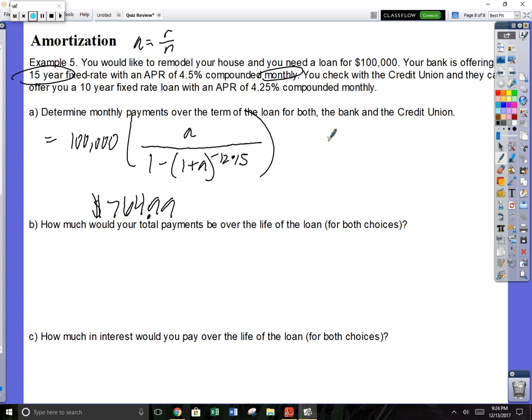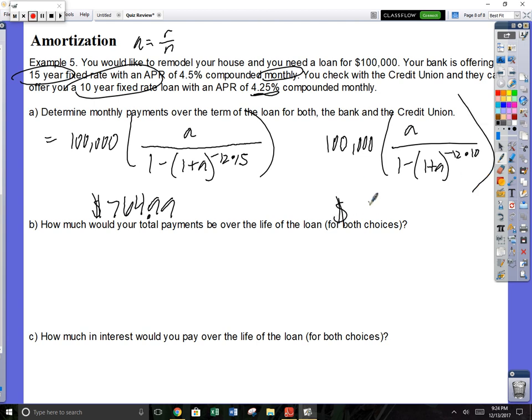Okay, let's check the credit union. Credit union, same thing, 100 grand. Now this A is going to be a lower rate, so your APR is 4.25. So I'm going to still call that A, R over N, divided by 1 minus 1 plus A to the negative 12 times. Okay, this is a 10-year fixed. So you do that math, crunch it up, and that is going to be $1,024.38.